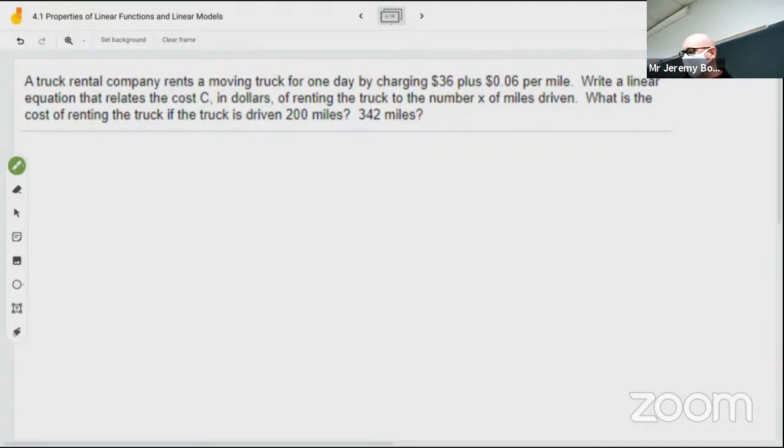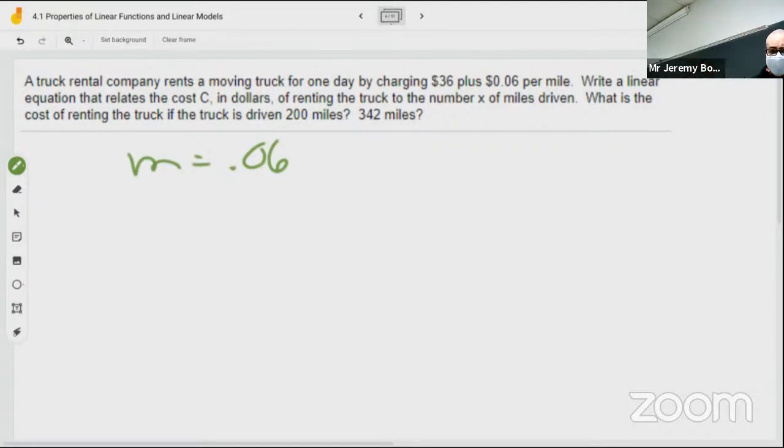All right. So we just have to determine what is changing and what is constant. When we read this, it says that the price relates the cost of renting a truck to the number of X miles driven, and they give us that it's 6 cents per mile. That tells me that my slope is going to be that 0.06. That's how much is changing per mile that you drive. And it's increasing, so I know it's going to be positive.